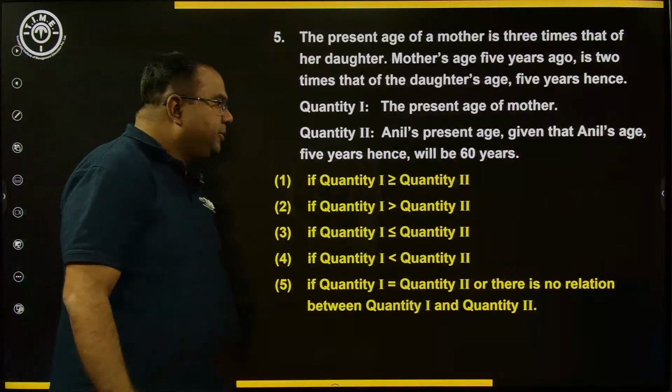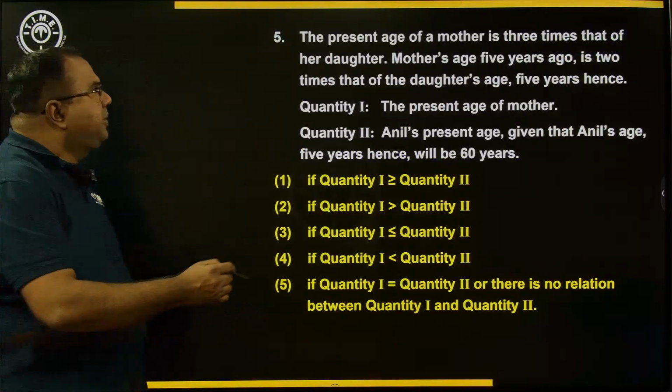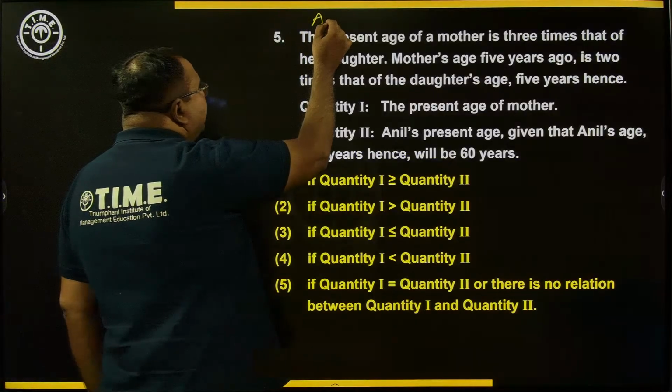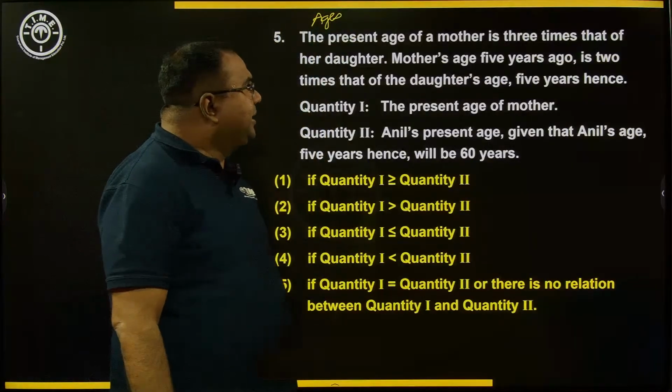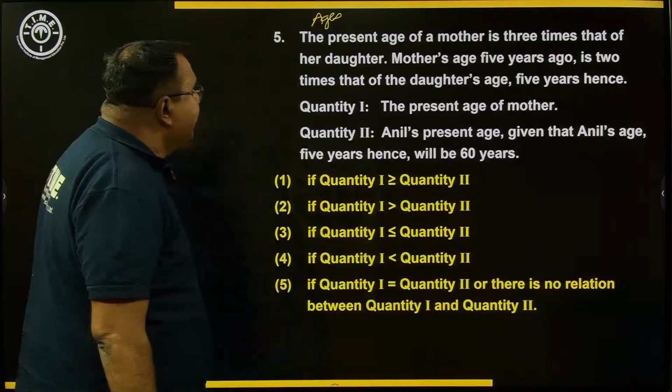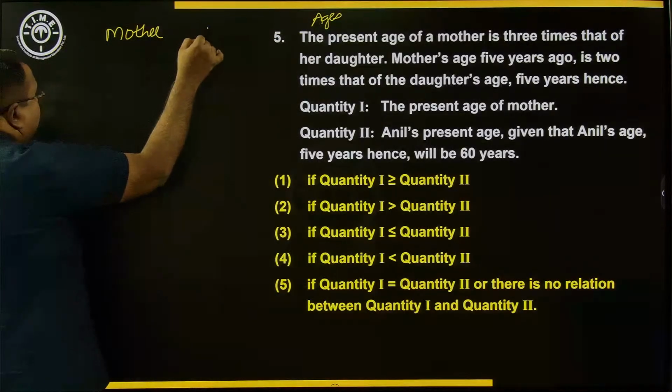Let us take up this question. Question number 5. This is a question based on ages. Present age of a mother is 3 times the age of her daughter. Mother, daughter.